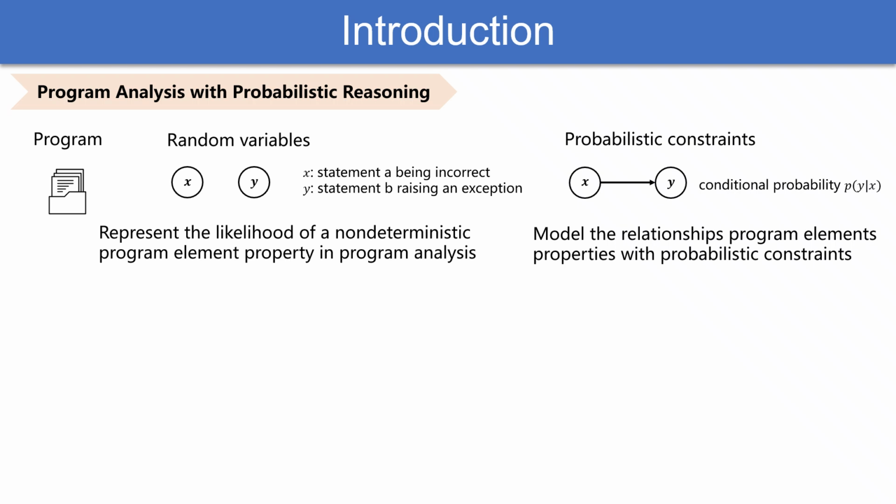For example, let random variable x represent statement A being incorrect, and y represent statement B raising an exception. In addition, we introduce some probability constraints among random variables to model the relationships between these probabilities. For example, let the conditional probabilities describe how y is affected by x.